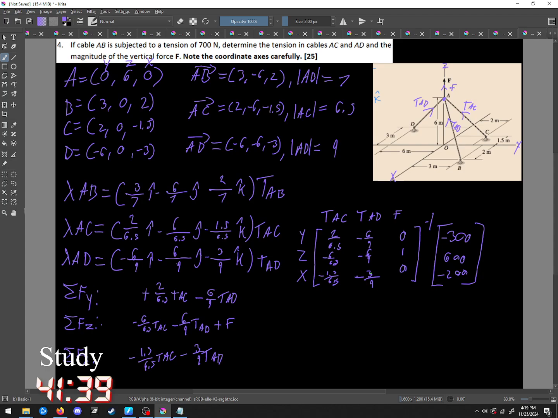Whoa, whoa, whoa. It's like a 3x1 matrix. Here we go. Negative 300, 600, negative 200. I have to do matrix A to the inverse of matrix B. Oh, haha. Funny. Okay.